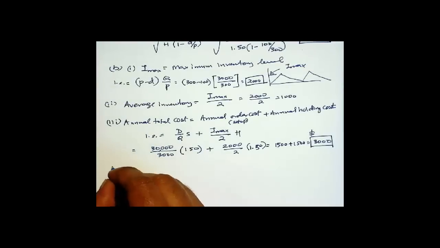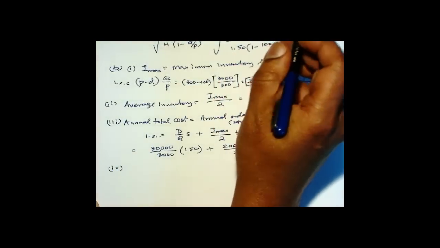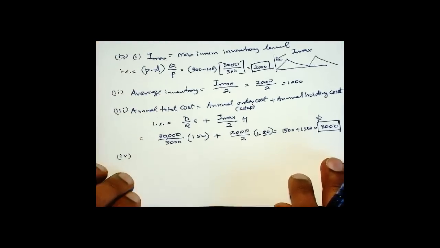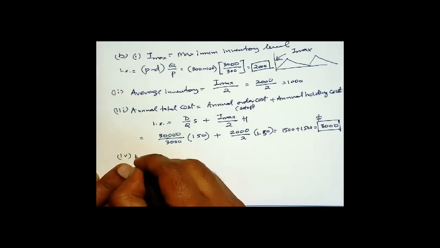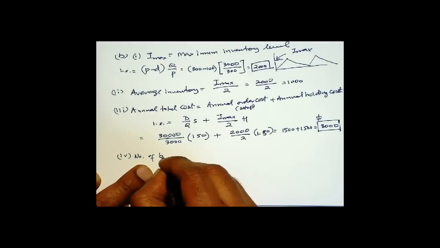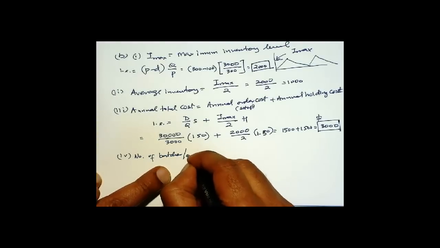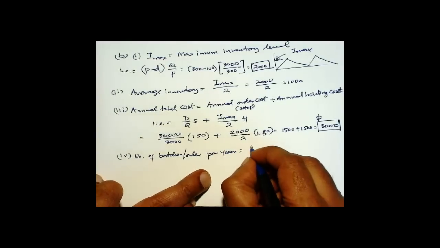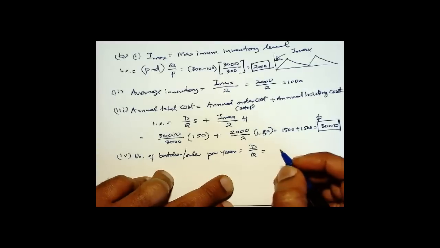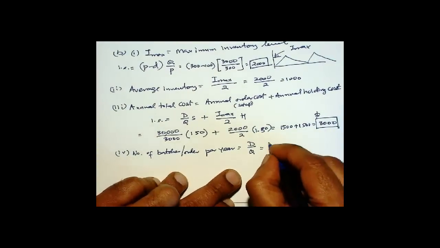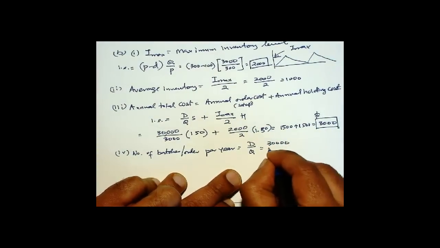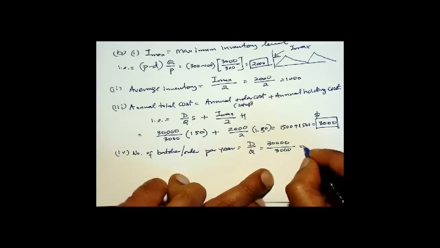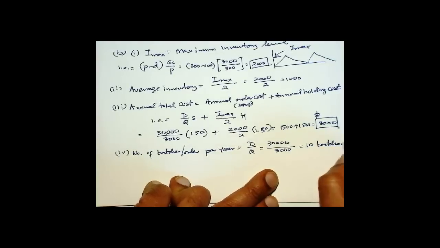Okay, next, number of batches per year or number of orders per year. So that is annual demand over Q. That will give us how many times you have to place the order. So that is 30,000 divided by 3,000, which will give you 10 batches or 10 orders.